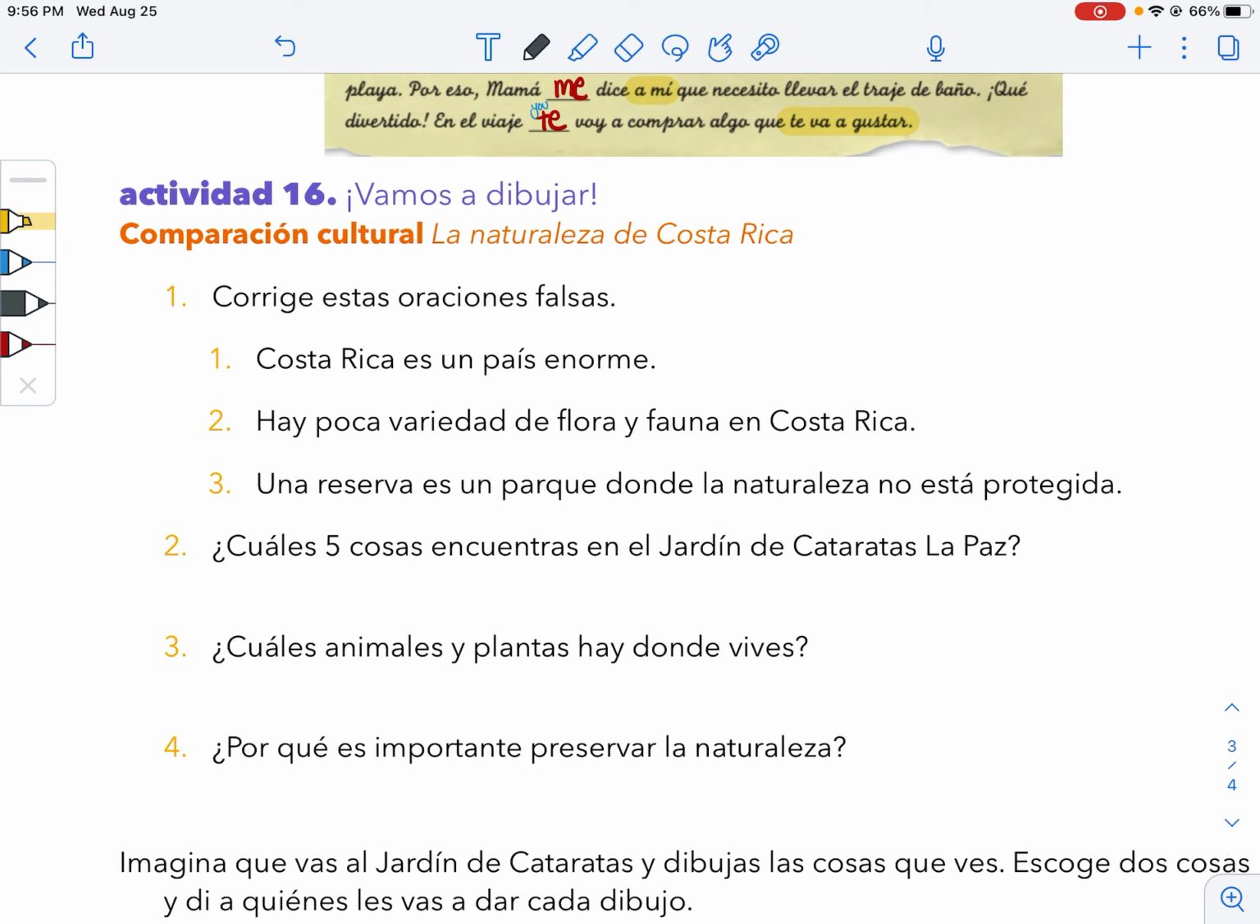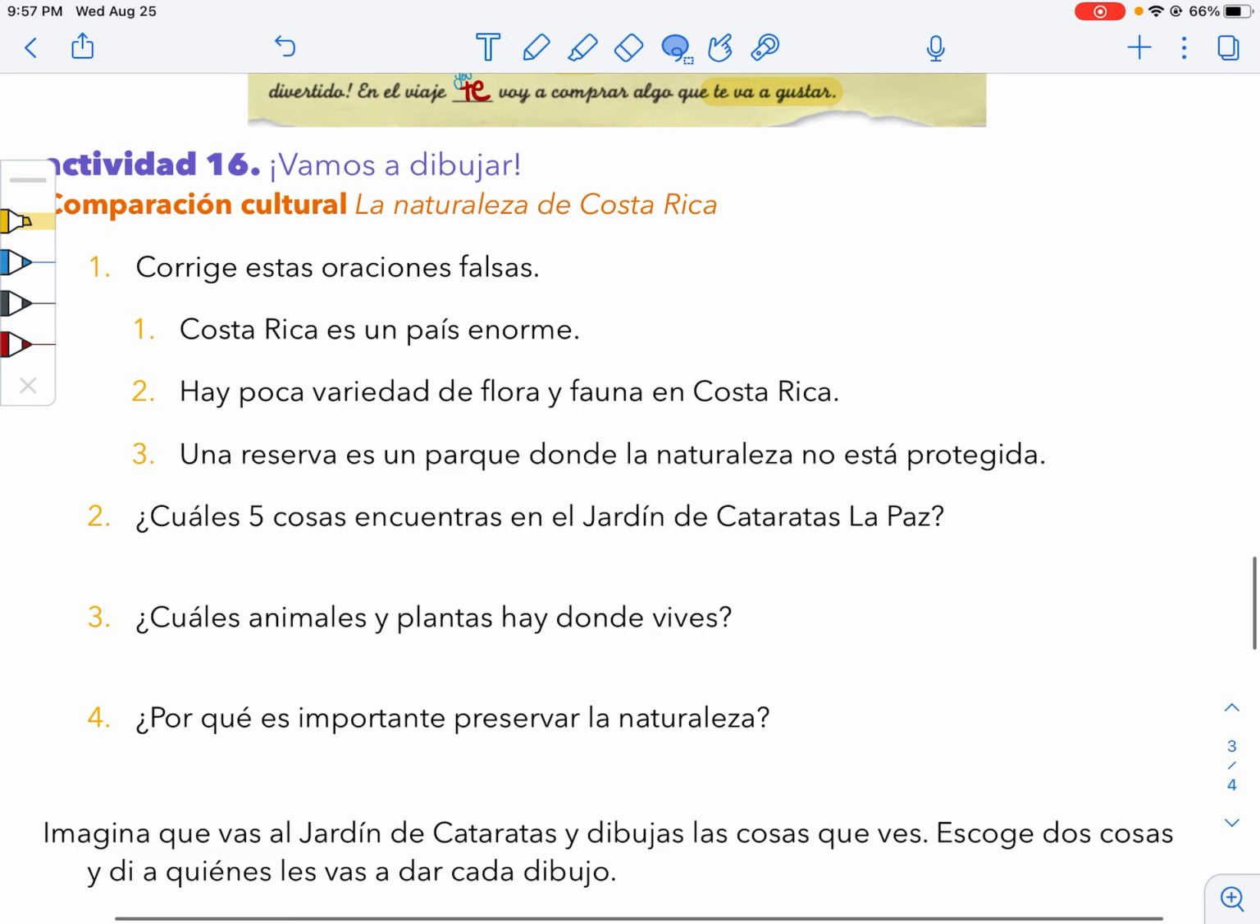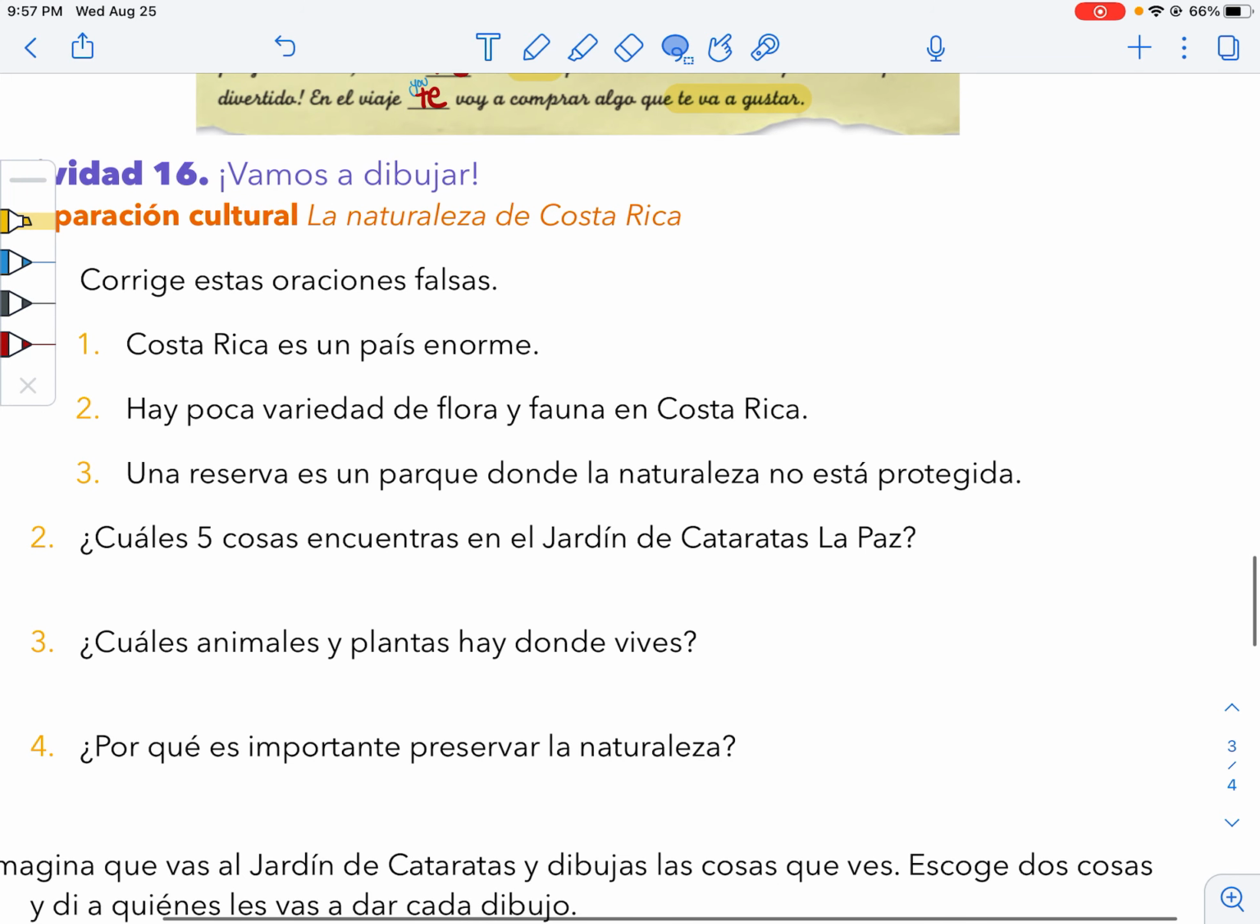Straight up, you can correct it and be like, oh, Costa Rica es un país enorme. No, es un estado enorme. Like, correct it like that. You don't have to rewrite it, but don't literally do that correction because that correction would be wrong. Sometimes corrections are difficult and you're like, una reserva es un parque donde la naturaleza no está protegida. That's not true. Where nature is protected. That's a valid correction.